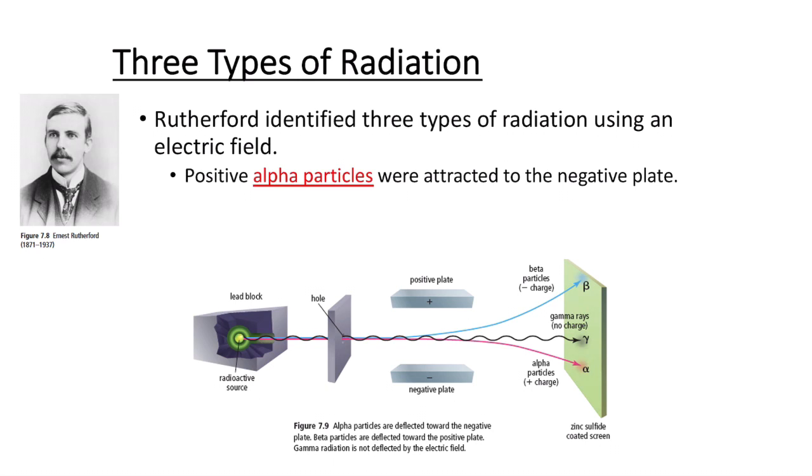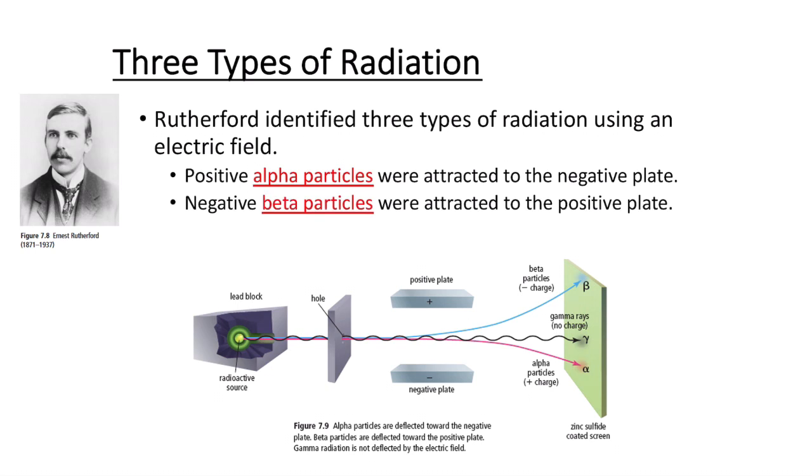There was also a zinc sulfide coated screen, which would allow you to see. Sort of like a photographic plate does, it is affected by the radiation that hits it. So this allows you to see exactly where the radiation was hitting. That's what the bottom image there is showing. The radioactive source is streamlined into an area with these positive and negative plates. The positive alpha particles were attracted to the negative plates, because remember, opposites attract.